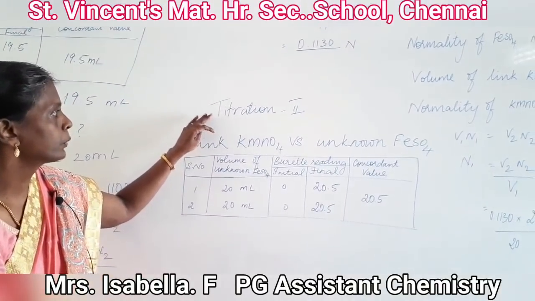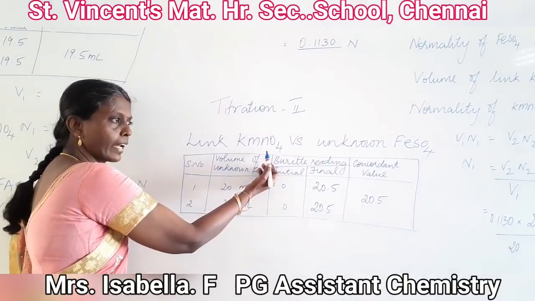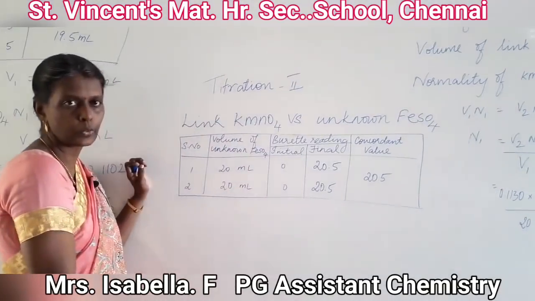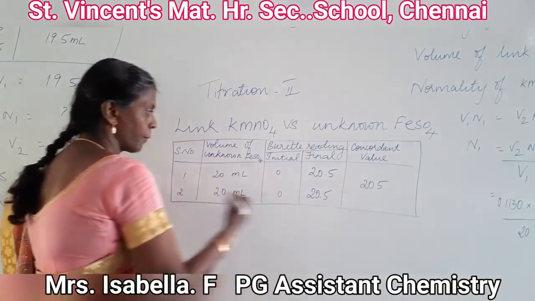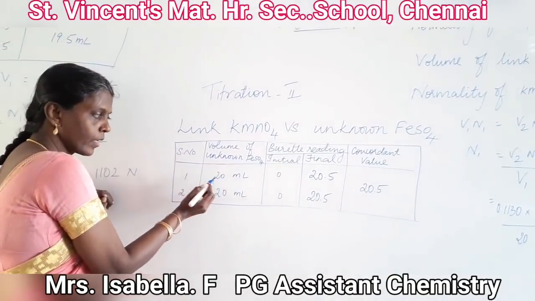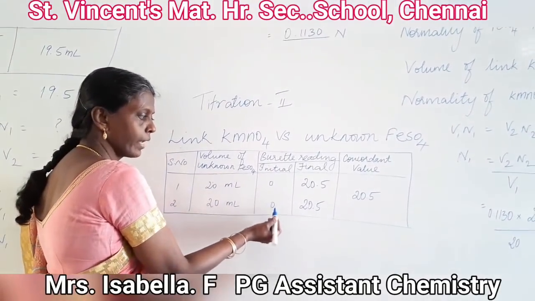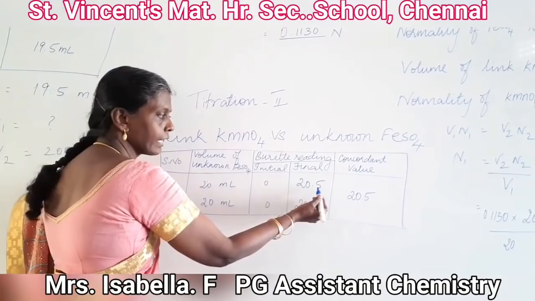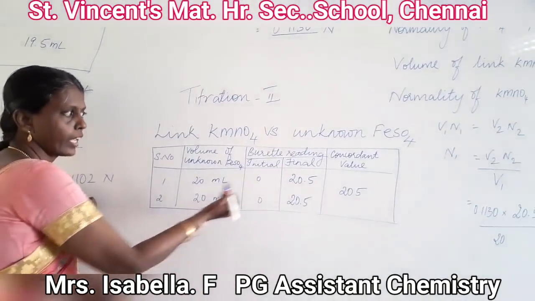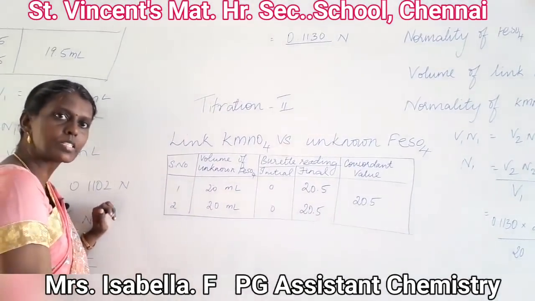Now we shall move over to titration 2, wherein we have link potassium permanganate solution versus the unknown ferrous sulphate solution. So again, filling in the tabular column, the volume of the unknown ferrous sulphate solution, the pipette solution volume, is 20 ml, the burette reading initial will again be 0, the final reading 20.5. So for the first trial and for the second trial, we get 20.5 and hence we say that the concordant value is 20.5.